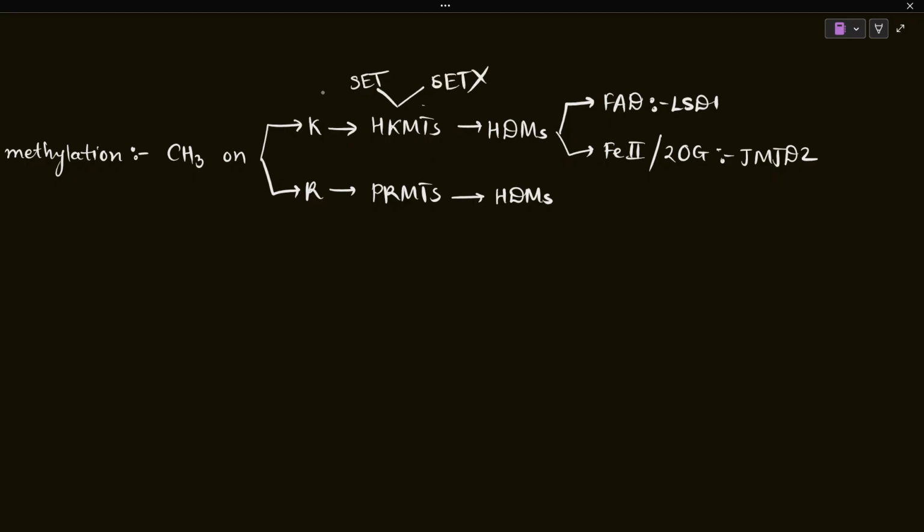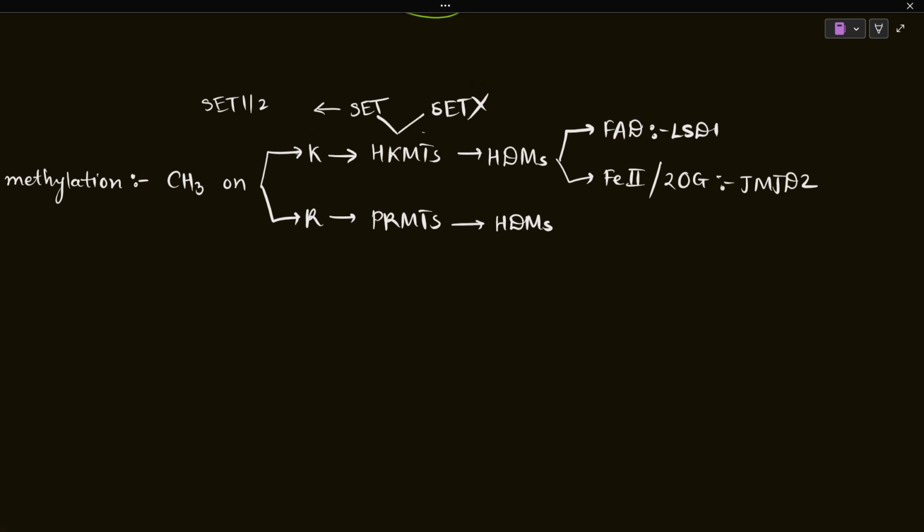not have SET domain. The SET containing HKMTs are of different types: SET1, SET2, SET7, SET9, then MLL complex, SUV39H1, SUV20H1 and H2, again EZH complex, enhancer of zeste. Those are all examples of SET domain containing histone methyltransferases. But there is one example which does not have SET domain, and that is DOT1L. This enzyme methylates the 79th lysine residue of H3, so it adds the H3K79 methylation mark. This is very important because it resides in the core histone.